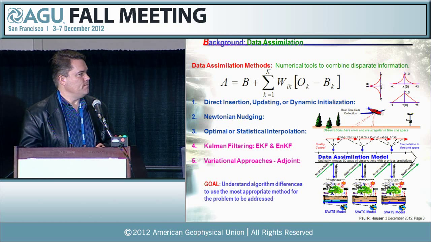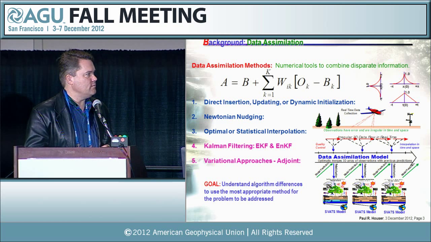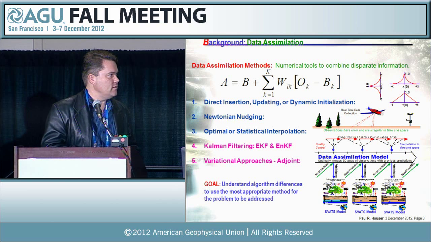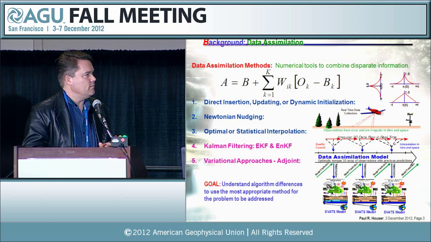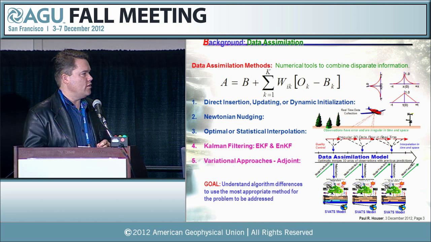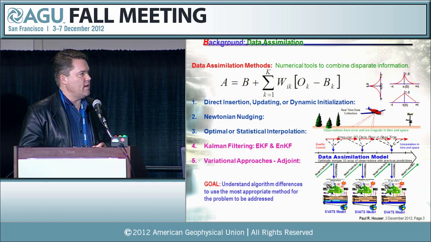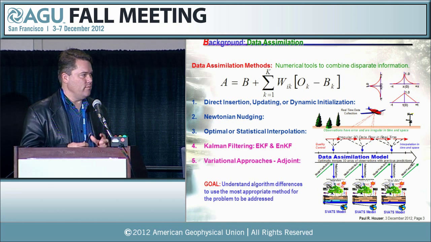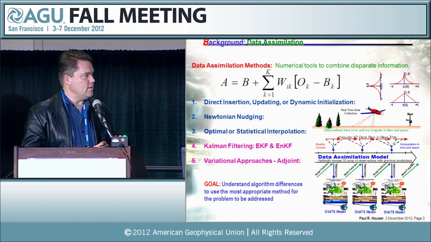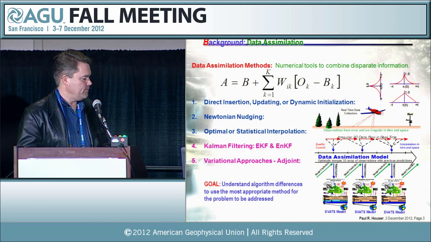Looking at the history of land data assimilation, we've used all these different methods. You heard about ensemble approaches and variational approaches in the last talk, but we've used a variety of them. And in the last 5 years or so, the community has really focused on the ensemble Kalman filter.